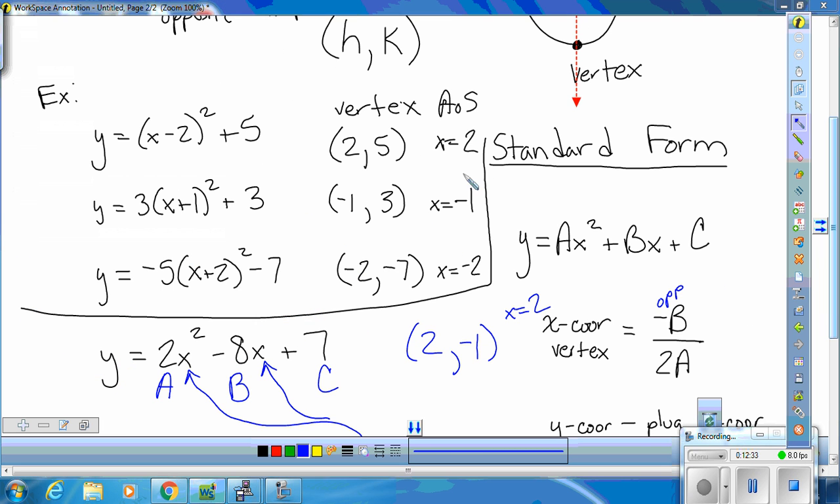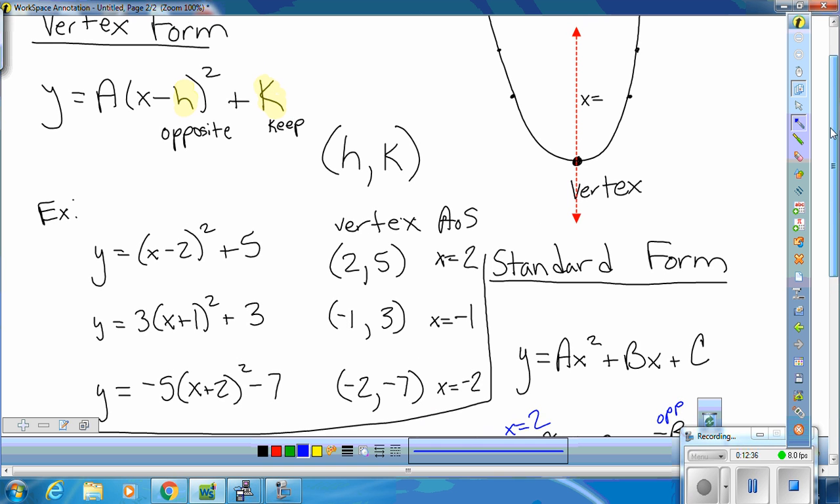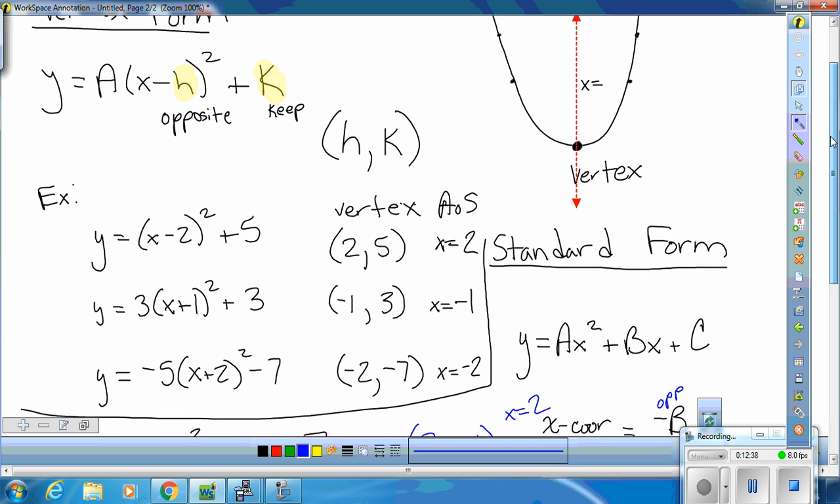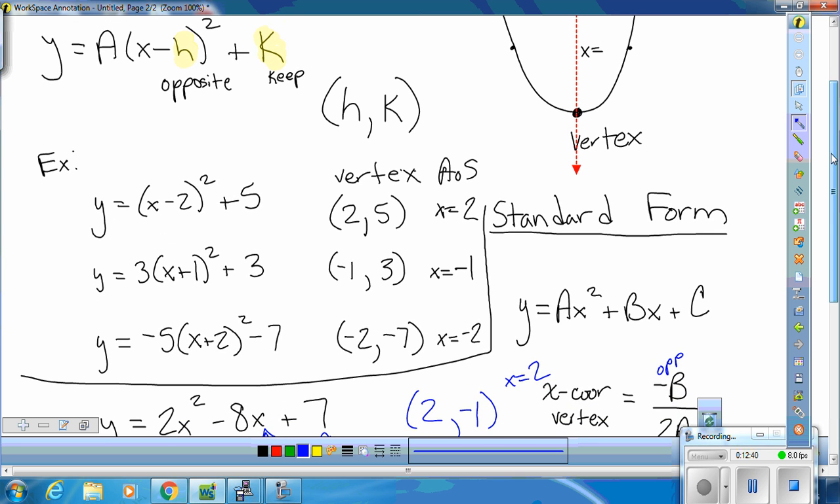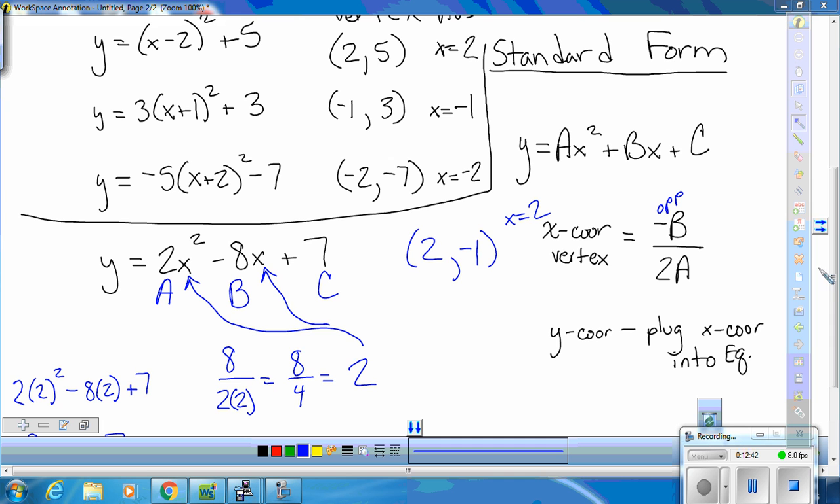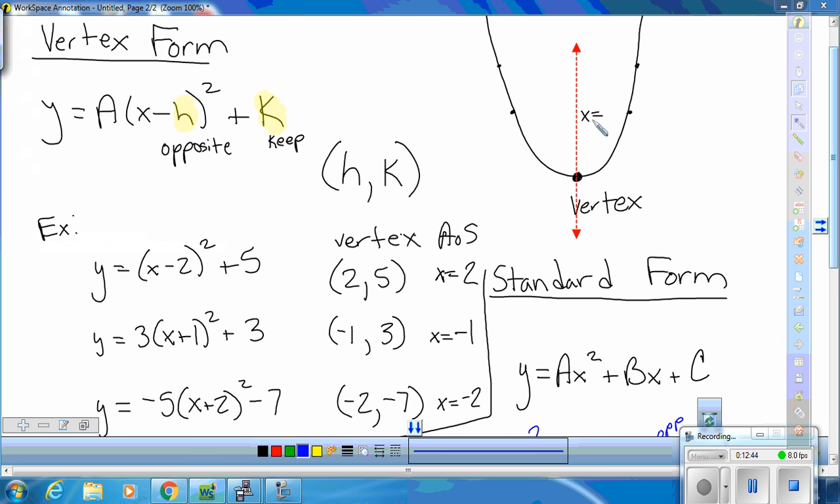So now I have a way when it's in vertex form that I can find my vertex. I have a way when it's in standard form that I can find my vertex. And if I can find my vertex, then I can also find my axis of symmetry, because it's always going to be x equal to whatever that x value is.